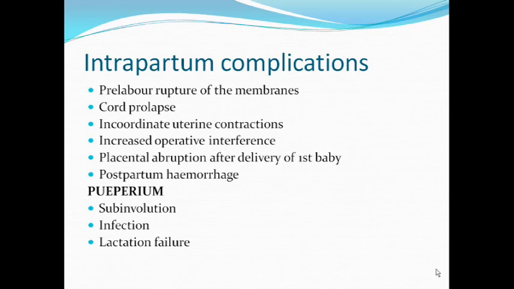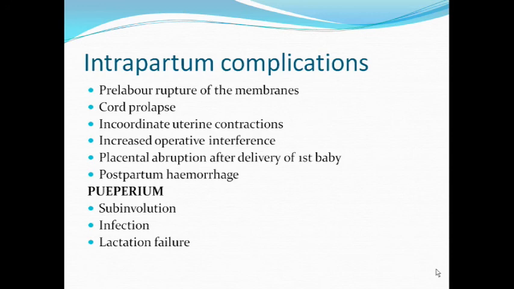During the intranatal period, you will find chances of PROM and cord prolapse are more because of the malpresentation. Incoordinate uterine contractions you can see. Operative interference increases again because of the increased incidence of malpresentation in multiple pregnancy. Placental abruption can occur after the delivery of the first baby.